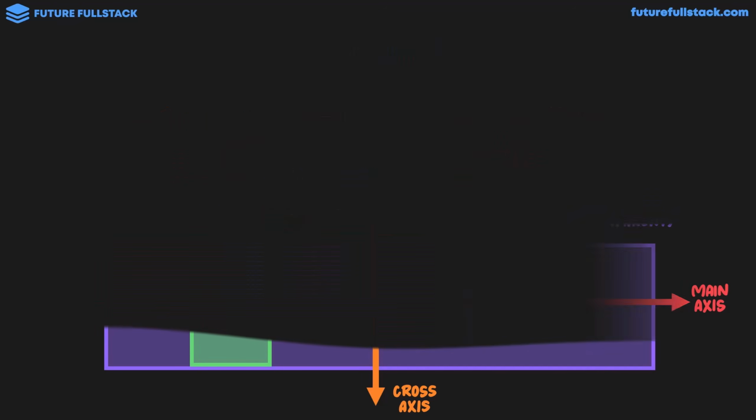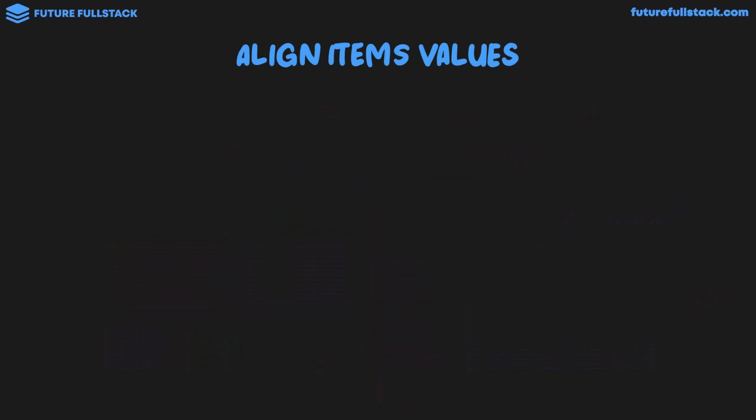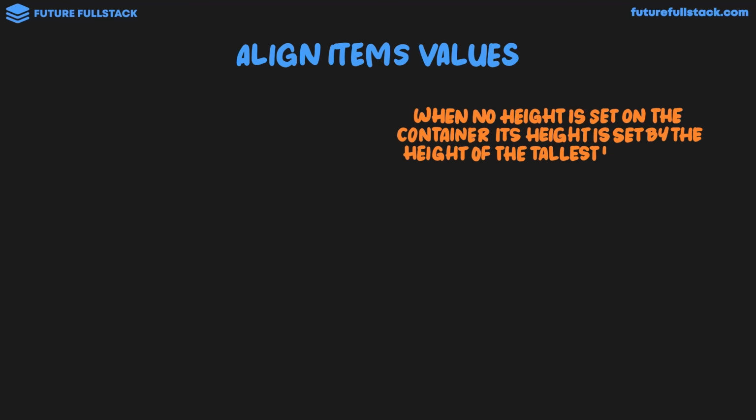So let's take a look at the different align items values. Just like I detailed in the justify content chapter, situations where the container has height and situations where the container does not have height, I'm going to be doing the same thing for align items. So when no height is set on the container, its height is set by the height of the tallest Flex item. So let's take a look at all the values.